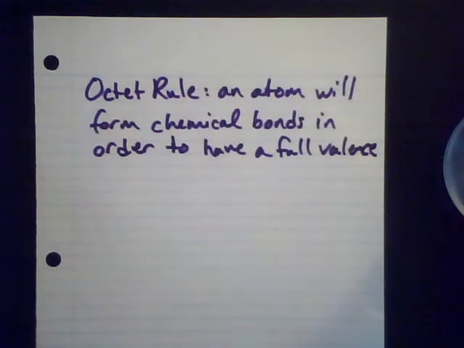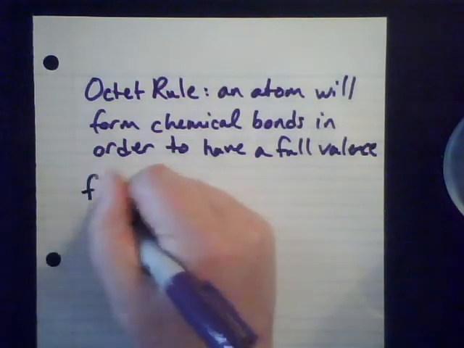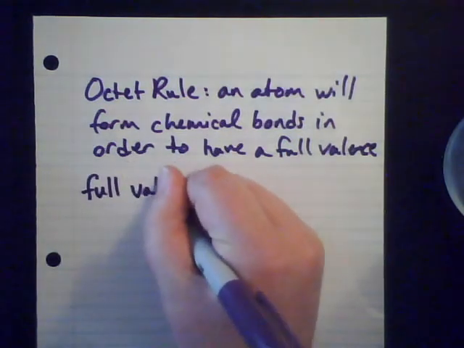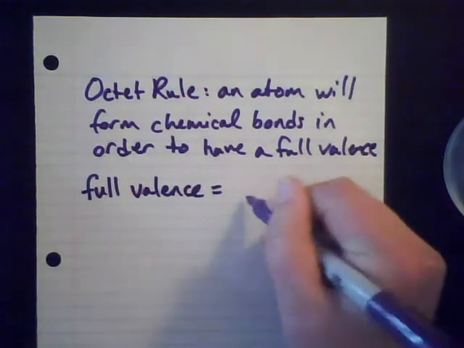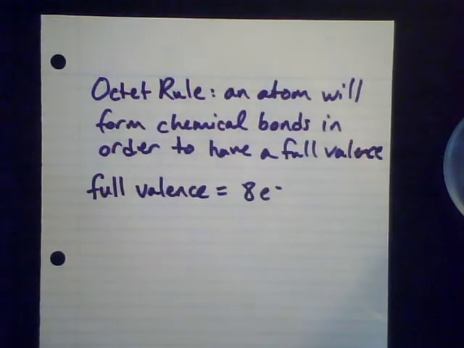So atoms want to have a full valence, and a full valence for most atoms is 8. Eight electrons in their valence. So that's hence the octet part. The octet is referring to the 8 electrons, and it's really just a guideline. There are some elements that don't follow the pattern, and we'll talk about them as we go.